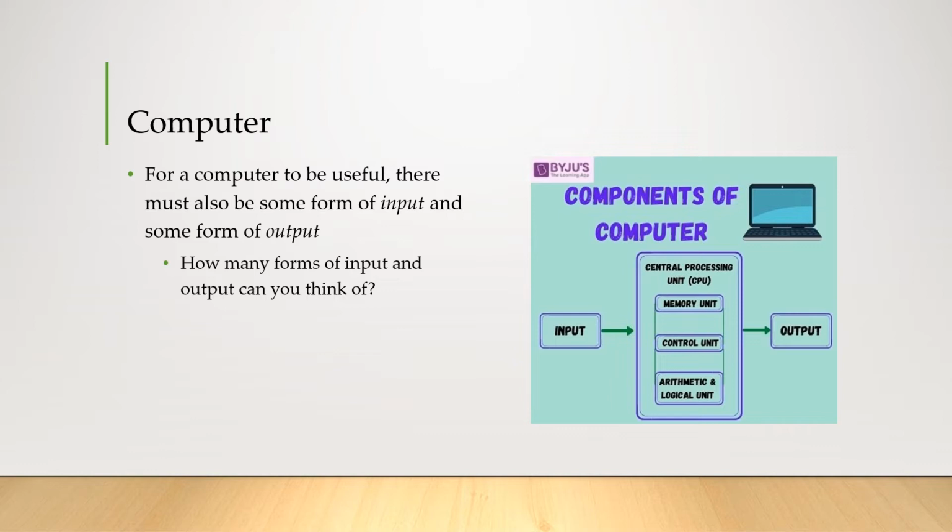Outputs include the nice, beautiful HD screen that I'm looking at as I do this recording, but also I have a hard copy printer in the next room. That's a form of output. This video is going to be put on the World Wide Web so that it can be used by you, my student. That's also a form of output.